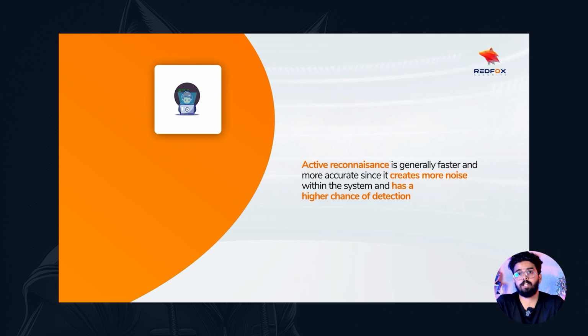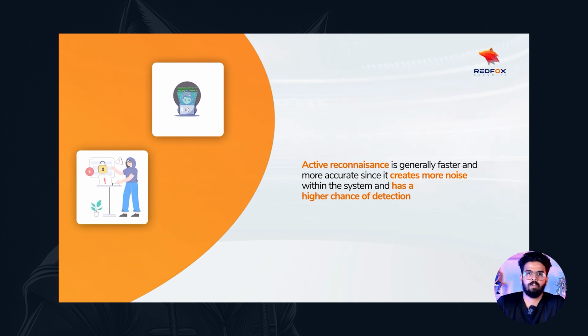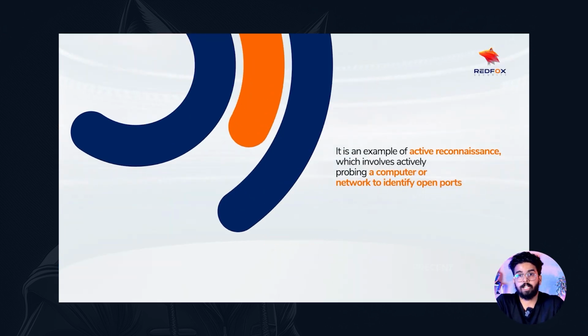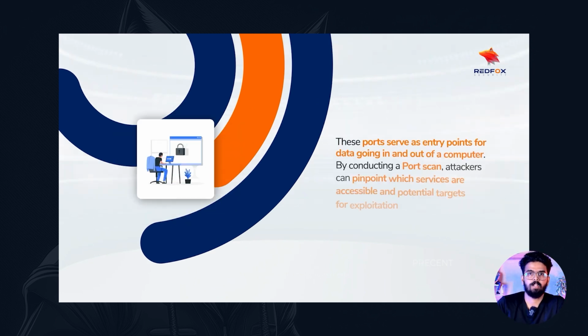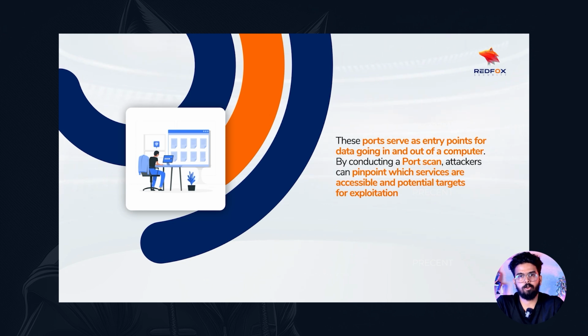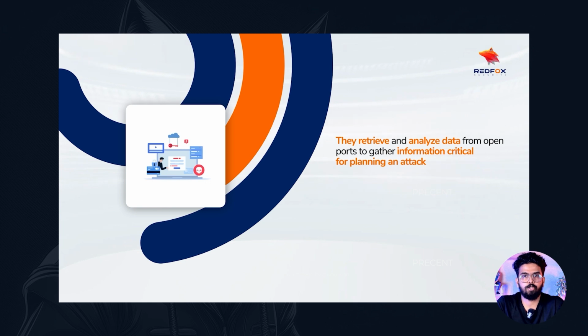Active reconnaissance is generally faster and more accurate since it creates more noise within the system and has a higher chance of detection. For instance, port scanning. It's an example of active reconnaissance which involves actively probing a computer or network to identify open ports. These ports serve as entry points for data going in and out of the computer. By conducting a port scan, attackers can pinpoint which services are accessible and potential targets for exploitation. They retrieve and analyze data from open ports to gather information critical for planning an attack.